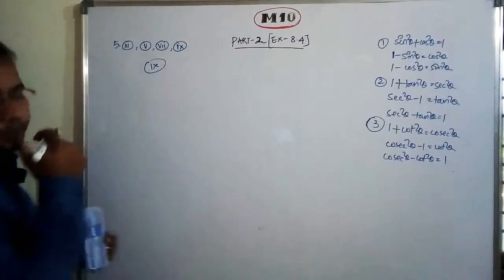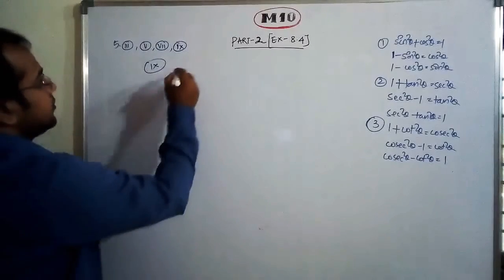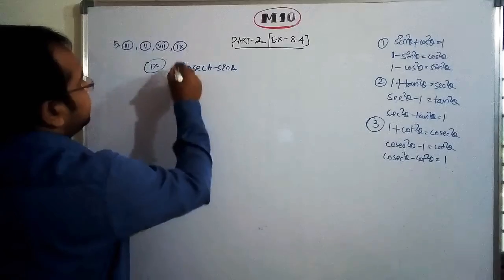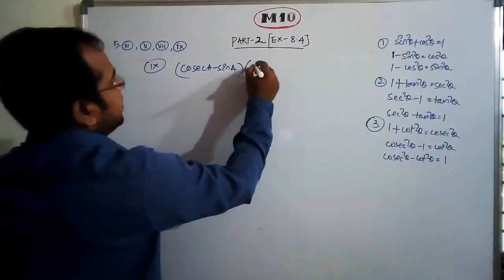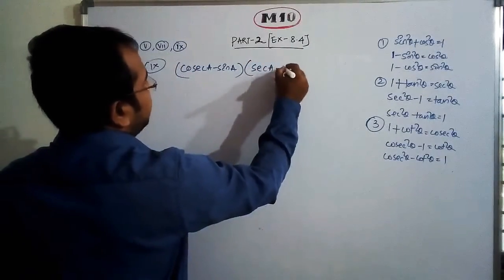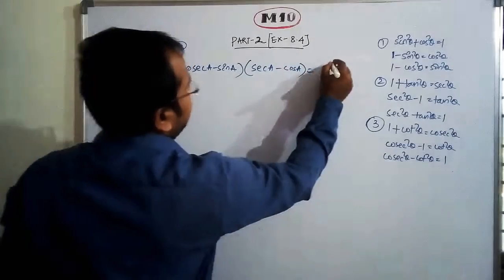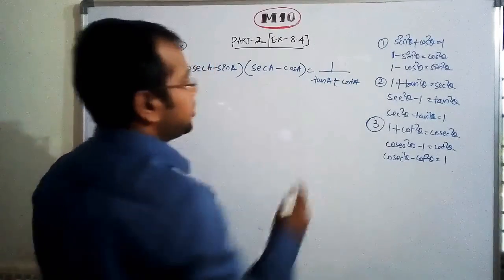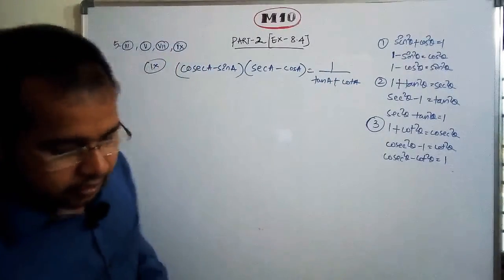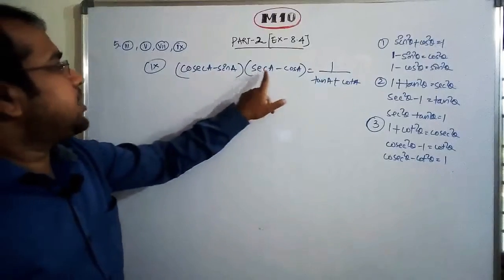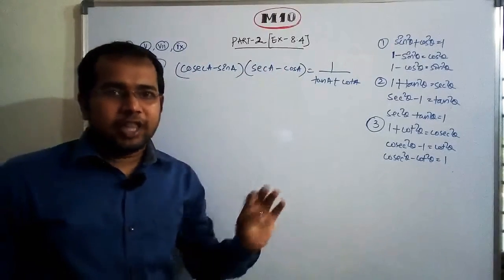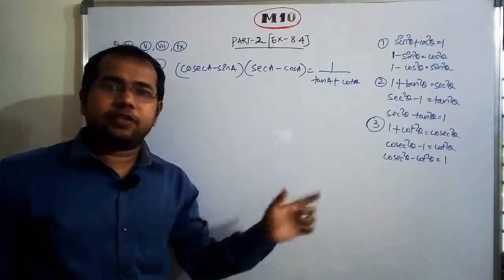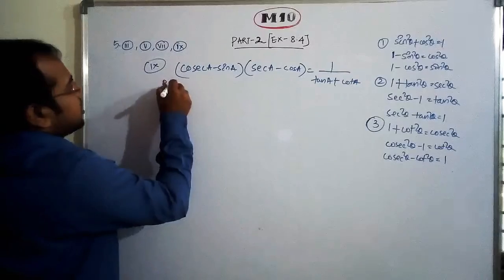Let us go to the last question, number 9. Cosec A minus sin A into sec A minus cos A is equal to 1 by tan A plus cot A. So this is the question that we need to solve. Now see here, we have cosec A, sin A, sec A and cos A. So they are different trigonometric ratios. So convert into simpler form, that is sin and cos. Let us start from the LHS.